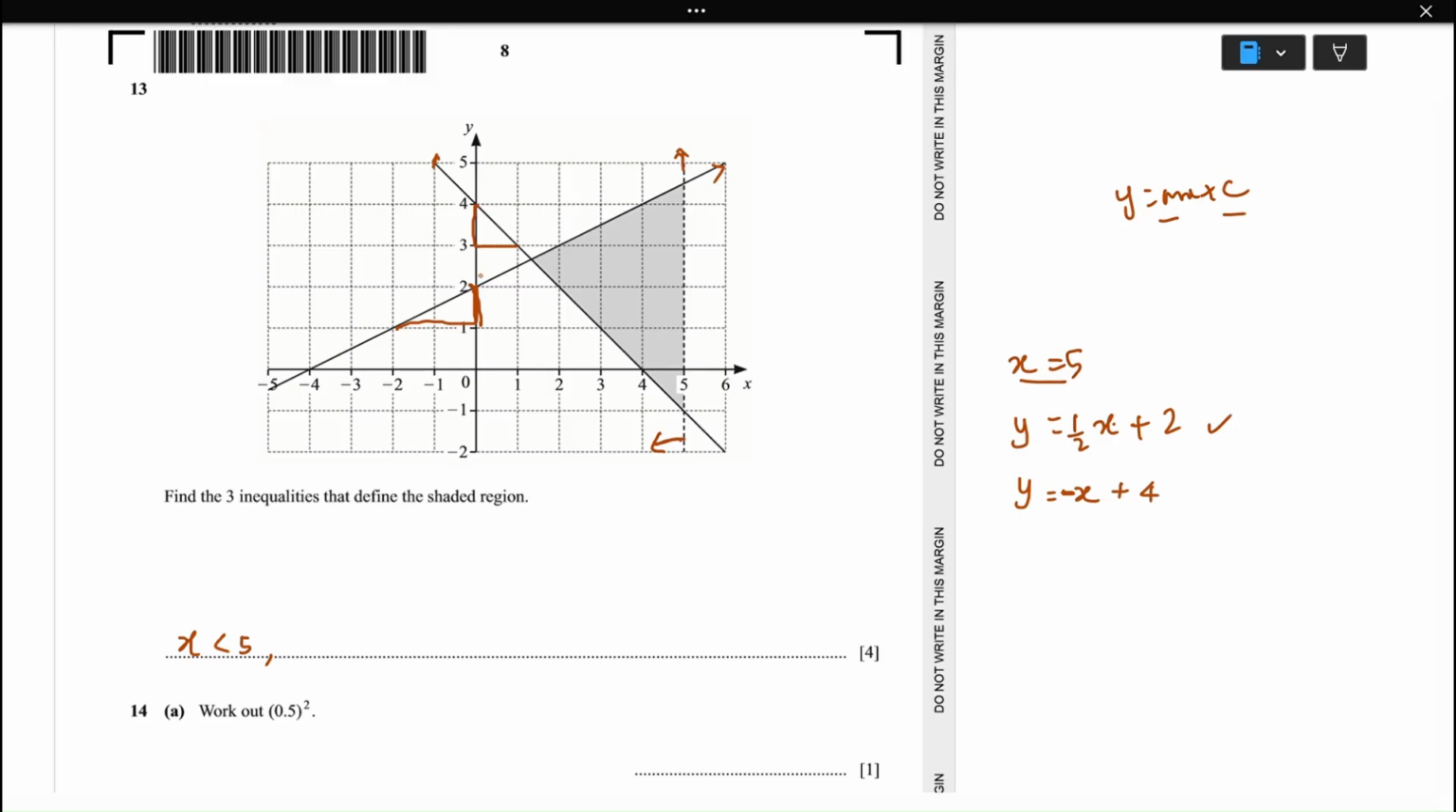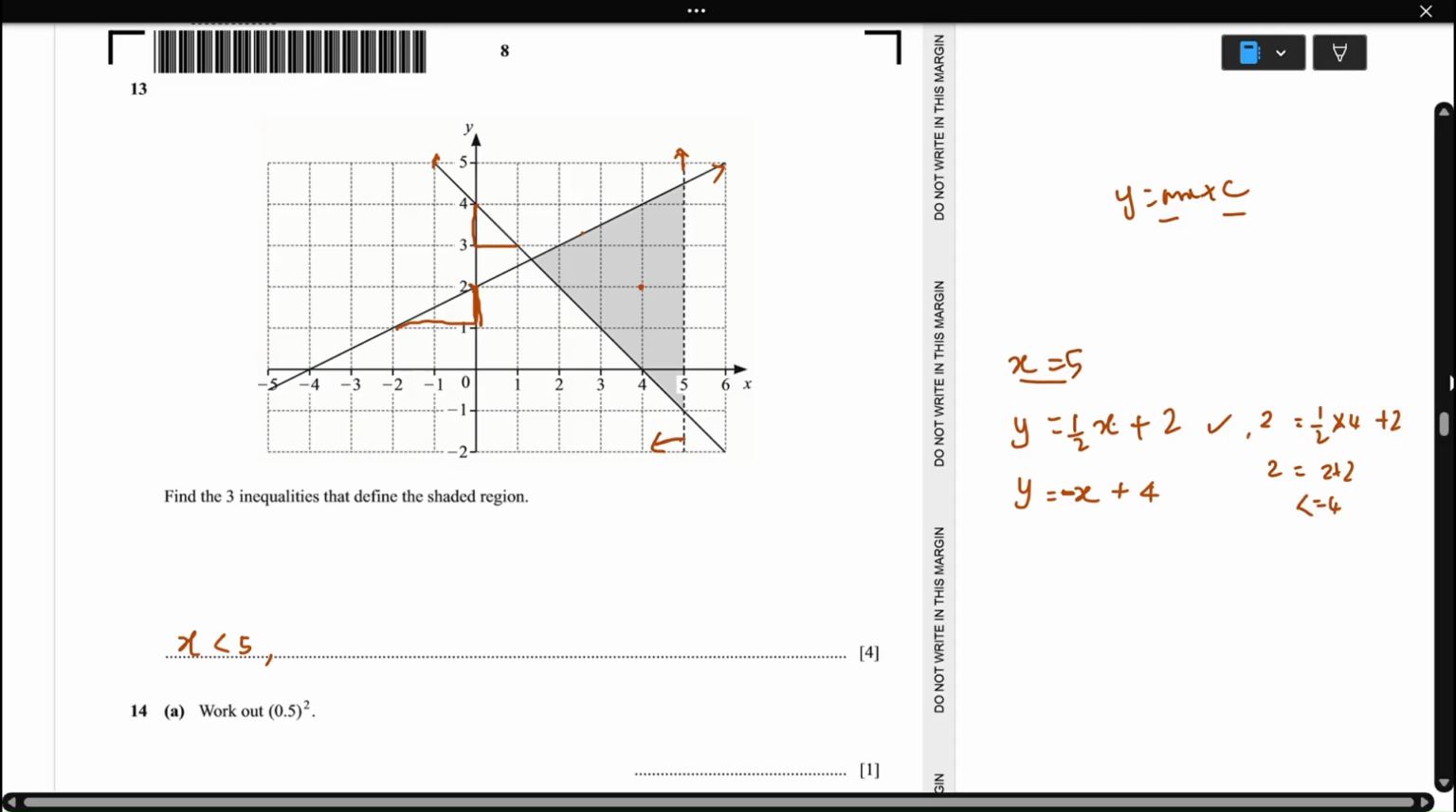Now I'll go for the second one. Second equation is here. I'll put any one other point. I am taking 1 point from the shaded region, 4 comma 2. This point, just substitute in this equation. When I put 4 comma 2, y equal to 2, so put 2 equal to 1 by 2 of 4 plus 2. So what I'll get, 2 here, 2 plus 2, which is equal to 4. The right side is going to be greater, so the second inequality is y is less than or equal to 1 by 2 x plus 2, because it is a proper line.